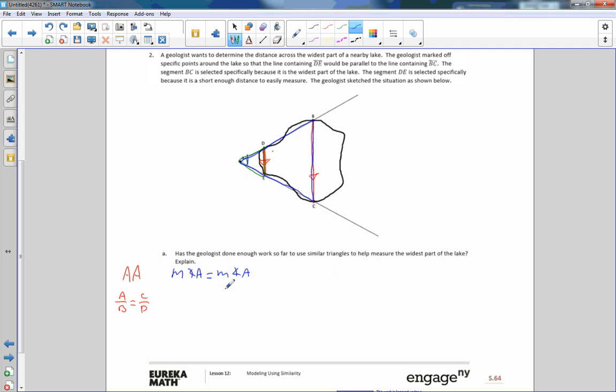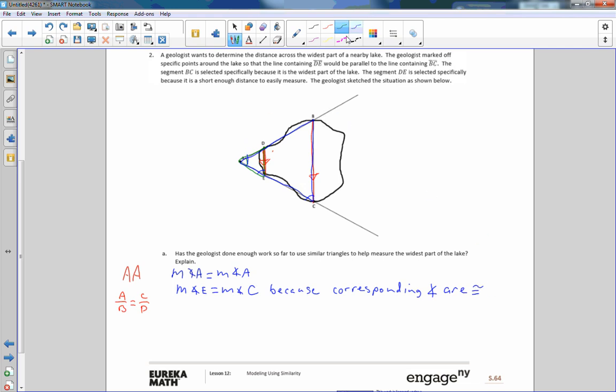All right, so I have one pair of angles equal. Since we know these lines are parallel, I know that the measure of angle E is equal to the measure of angle C, because corresponding angles are congruent if we have parallel lines.